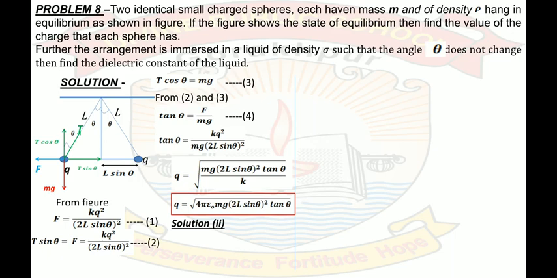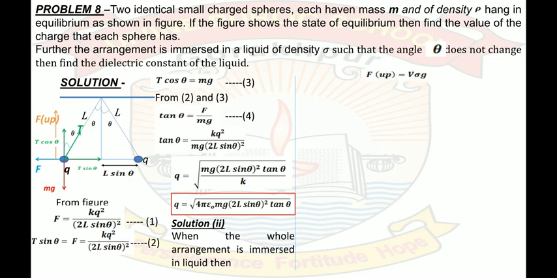F changes, and one more force comes into play, that is the upthrust. So upthrust will also act there, and because of that tension changes. mg will not change, mg depends upon g only. If the whole arrangement is immersed in liquid, we have one more force. Just see, I have made an arrow, and this force is F upthrust. What will be the new equation? F upthrust is equal to V sigma g. V is volume, sigma is density of the liquid, and g is acceleration due to gravity. Let this be equation number 5.